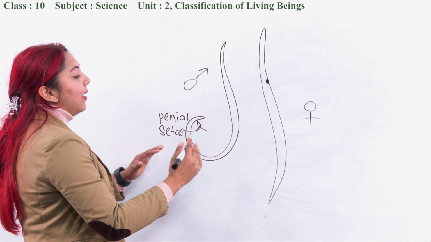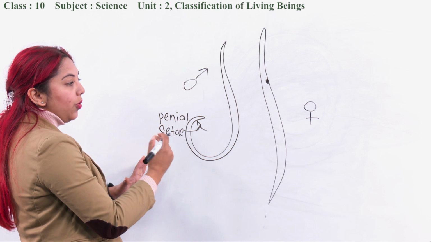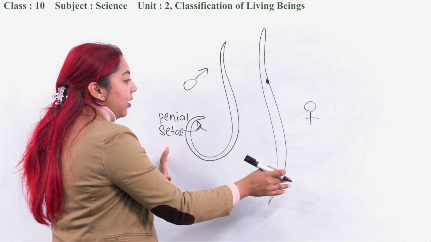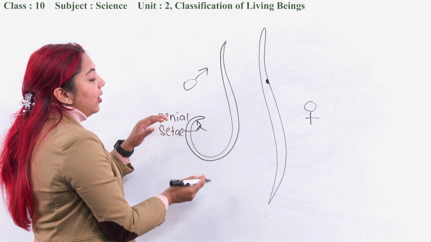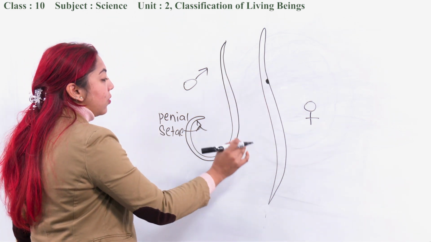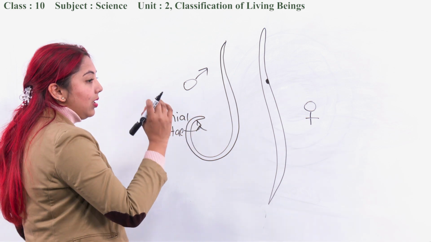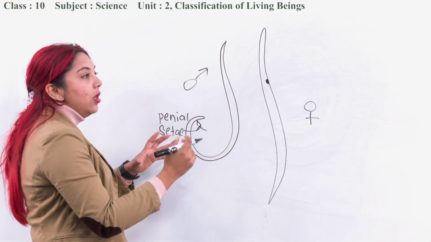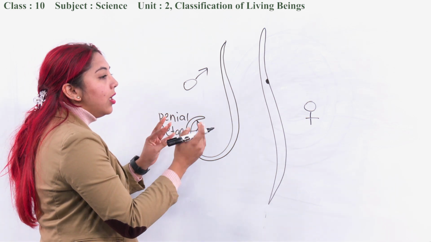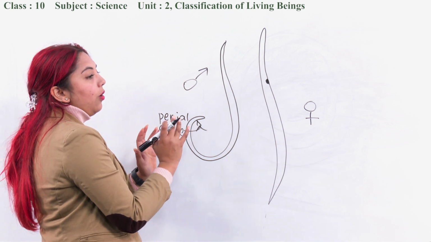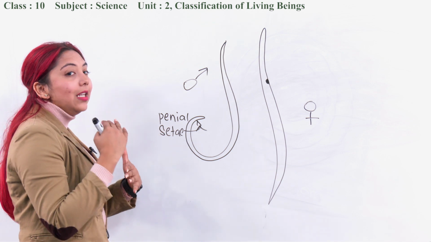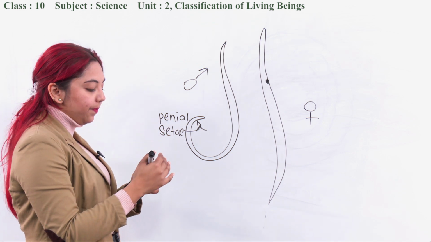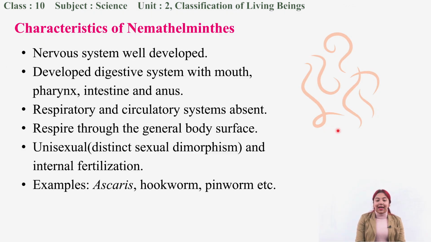Now, by looking at the organism, we can clearly distinguish whether it is a male or a female. This male also has a curved tail and it is a little smaller than the female. So, these organisms show distinct sexual dimorphism. So, the animals belonging to this phylum have distinct sexual dimorphism. Now, the examples are Ascaris, hookworm, pinworm, etc.